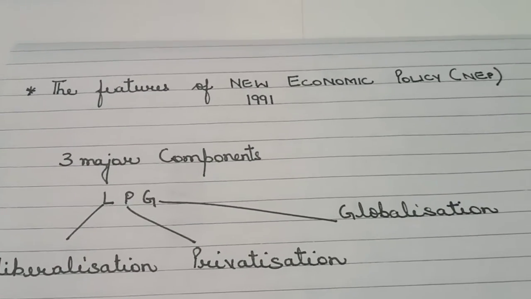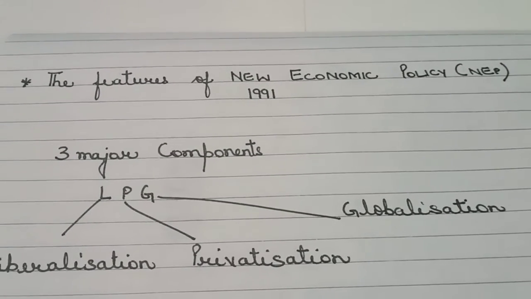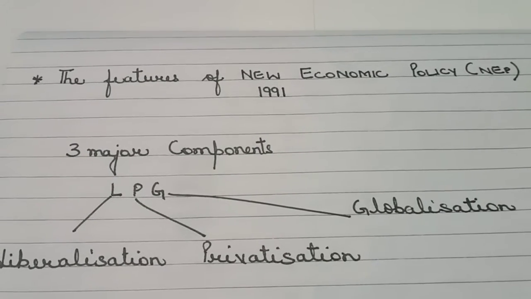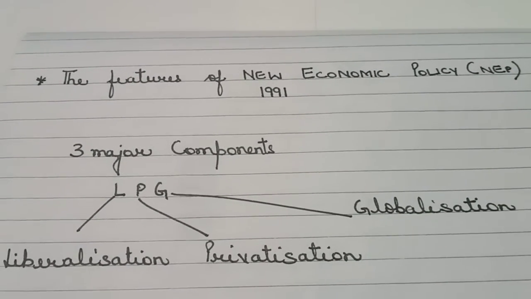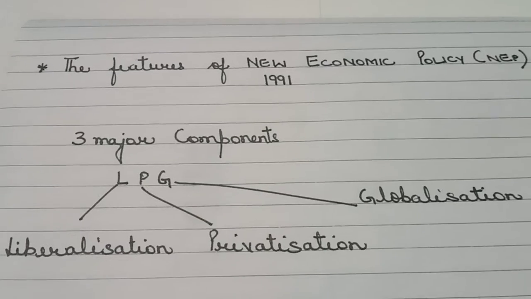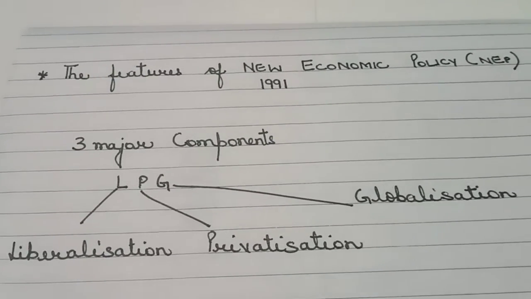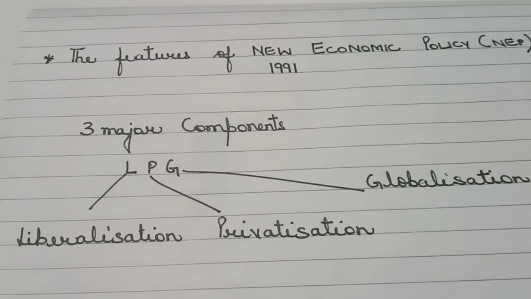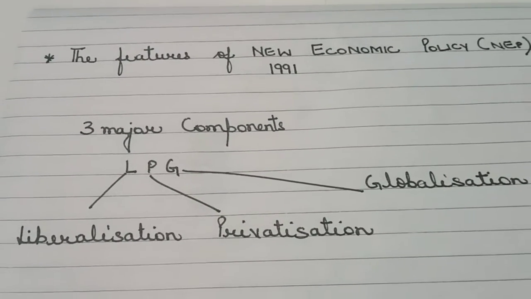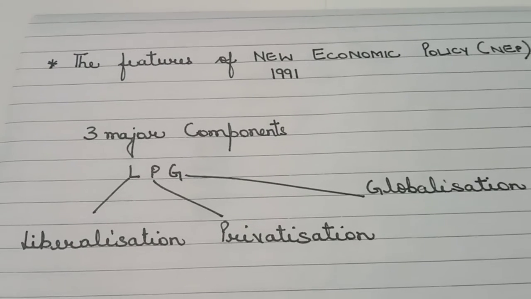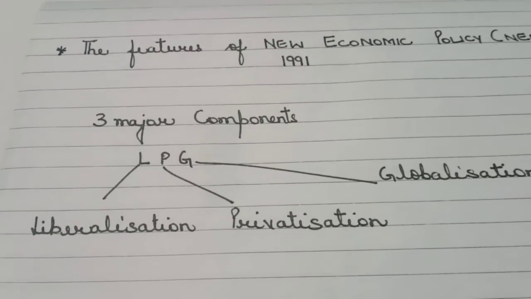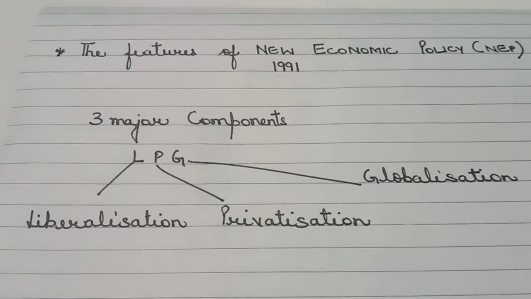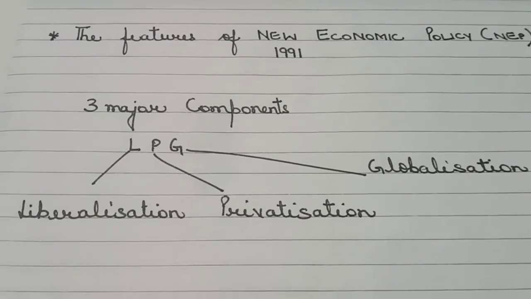So I repeat once again, children, the new economic policy 1991, there were certain changes made in the economic policy, and out of all the changes in our syllabus, the features that we need to remember from the board examination point of view are the three major components that were included to remove the crisis before 1991. So the three major components are L, P and G: liberalization, privatization and globalization.